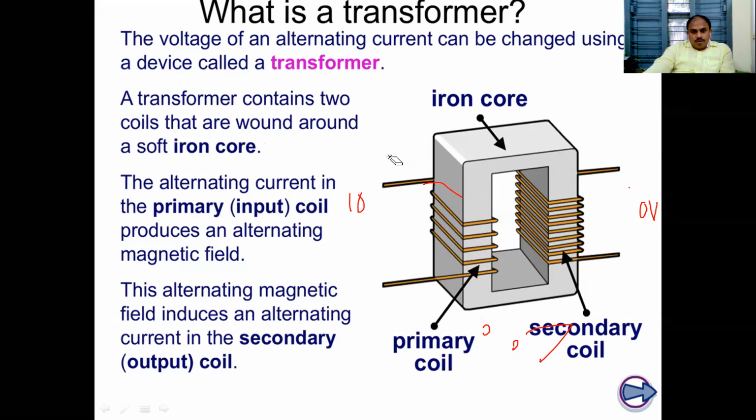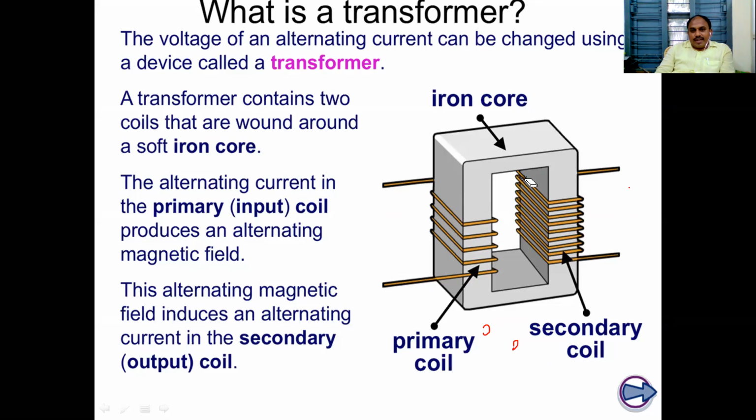The alternating current in the primary coil produces an alternating magnetic field. So the transformer is an AC device. It operates only on AC, because it is a static device with no rotating parts. If you want to transfer energy from one form to another, we need motion or alternating flux.